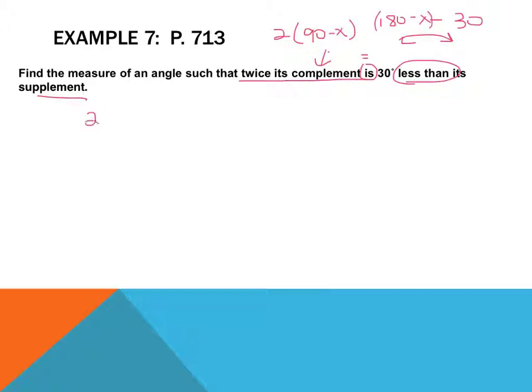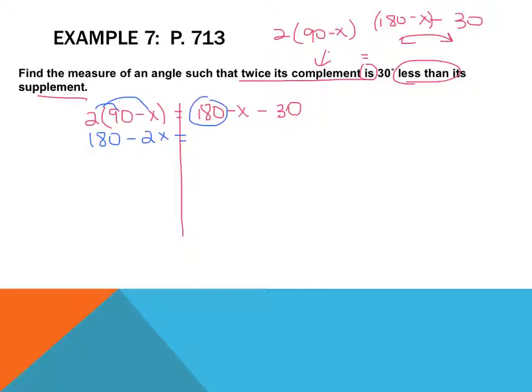Okay, so that's going to be twice the complement is 180 minus x, 30 less than that, so minus 30. Right, so to simplify, we'll clear the parentheses first, so 180 minus 2x equals, I can combine like terms, so 180 minus 30, 150 minus x.